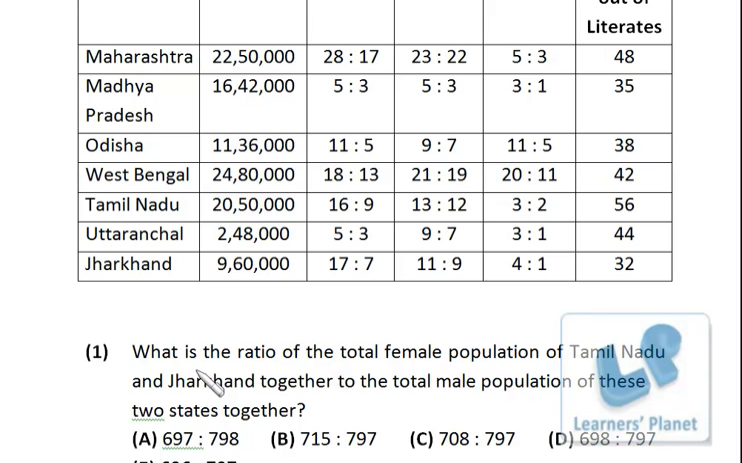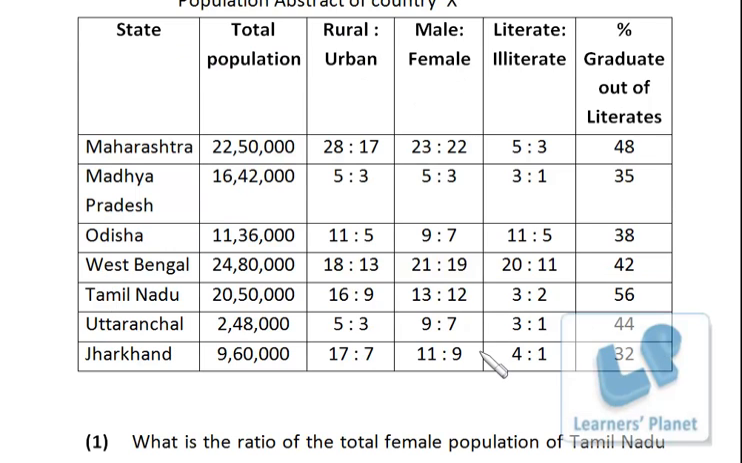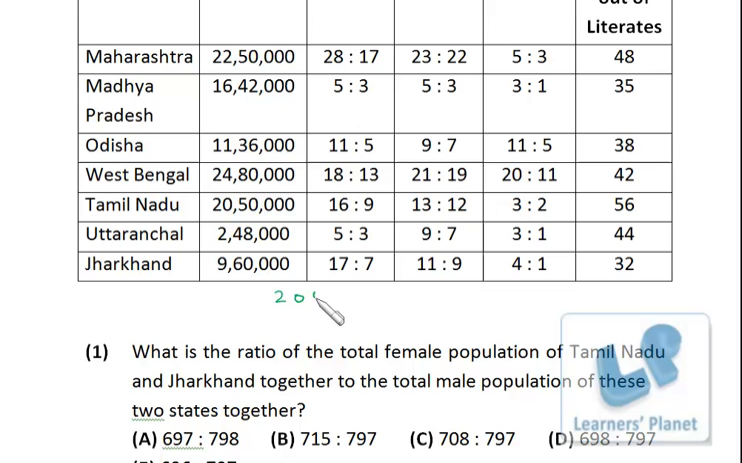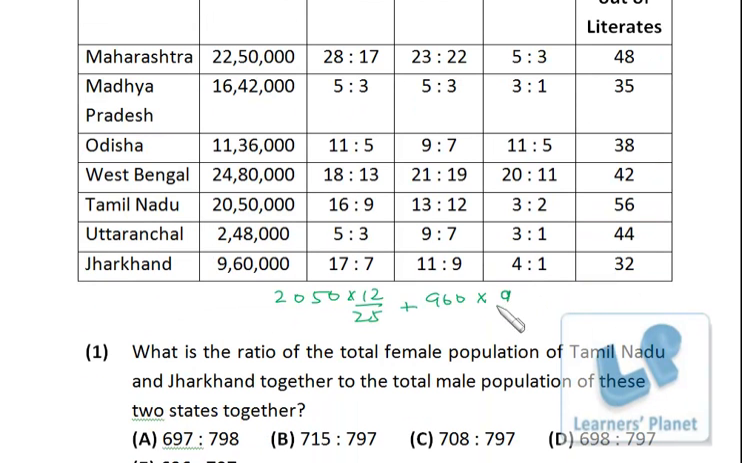Now, what is the ratio of the total female population of Tamil Nadu and Jharkhand together to the total male population of these two states together? Okay, let's do it. Tamil Nadu has a 2050 total population. Males 13 by 25, females 12 by 25, right? So 2050 into 12 by 25, and in the denominator it will be 13 by 25. We'll solve that first, then I'll write down the denominator. And then Jharkhand is 960 into female is 9 by 20, right?